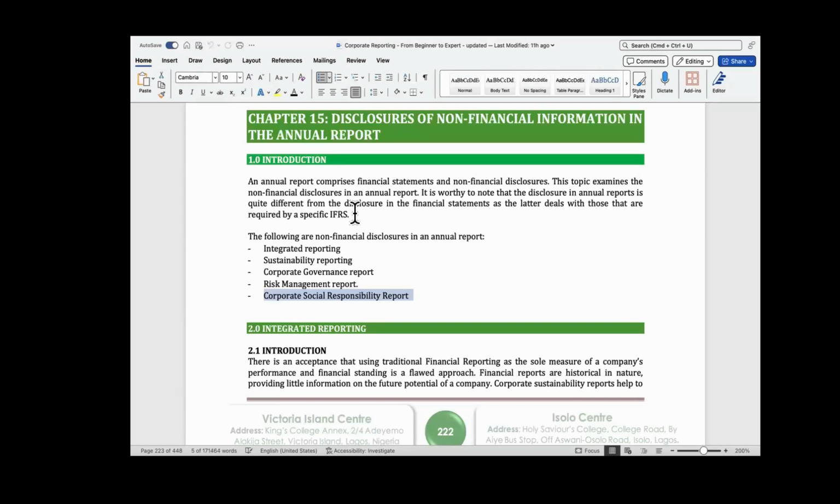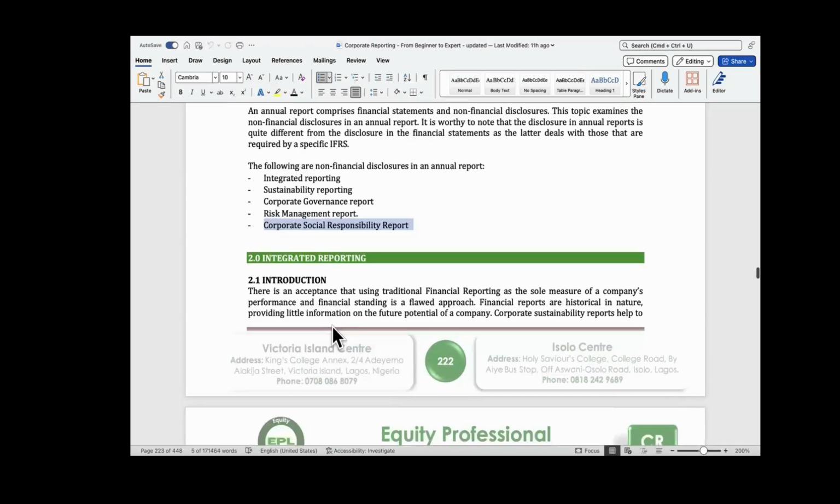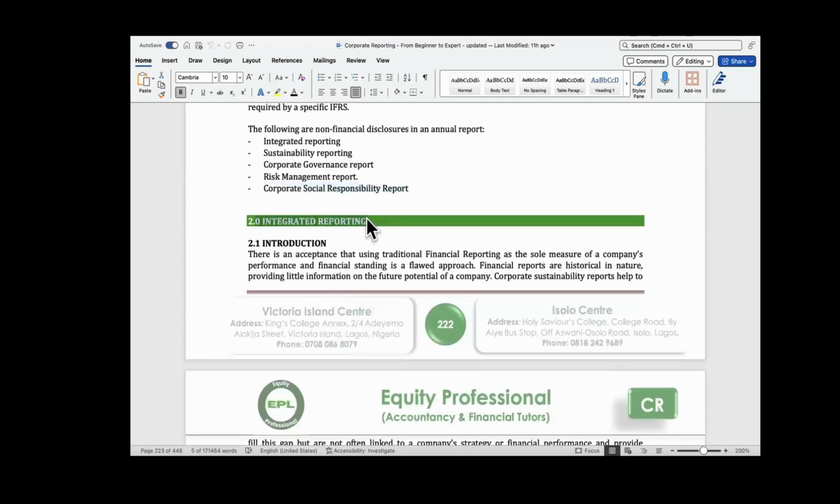So what I want to do tonight, within the next maybe 30, 40 minutes, is for me to tell you what these reports are, what are the advantages, and the benefit of it to companies and also to stakeholders, and also why some companies are finding it difficult to incorporate. And we'll also quickly look at recent ICAN past questions on these areas. It's a very short discussion on this part of your syllabus. So the first part of it is integrated reporting.